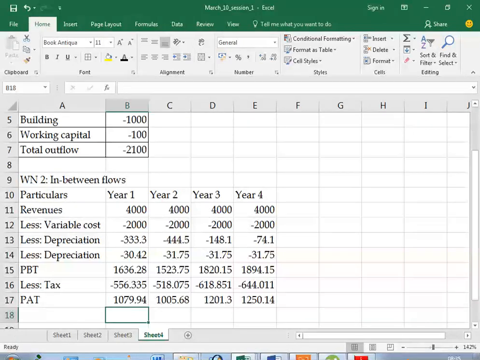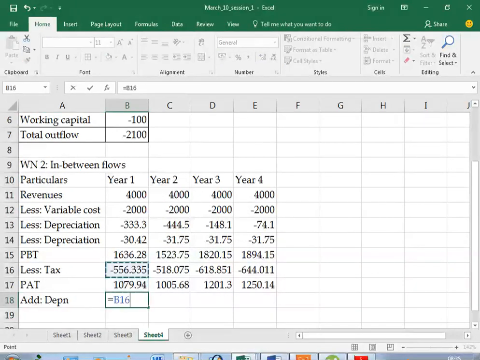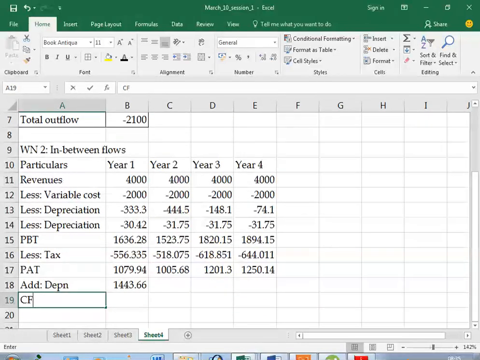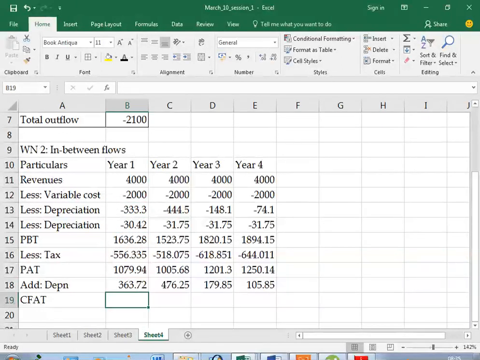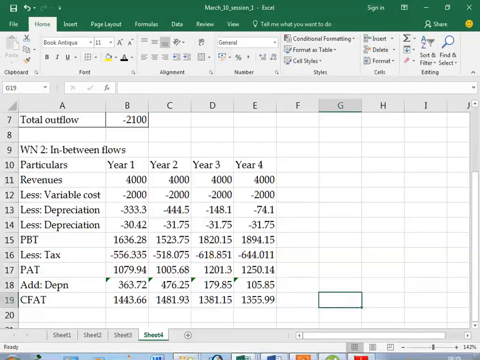Any doubts till now? Add depreciation. PAT, and I am adding back depreciation, and add depreciation is this figure, and CFAT is this much. Any doubts on the CFAT? Now I'll explain that part.